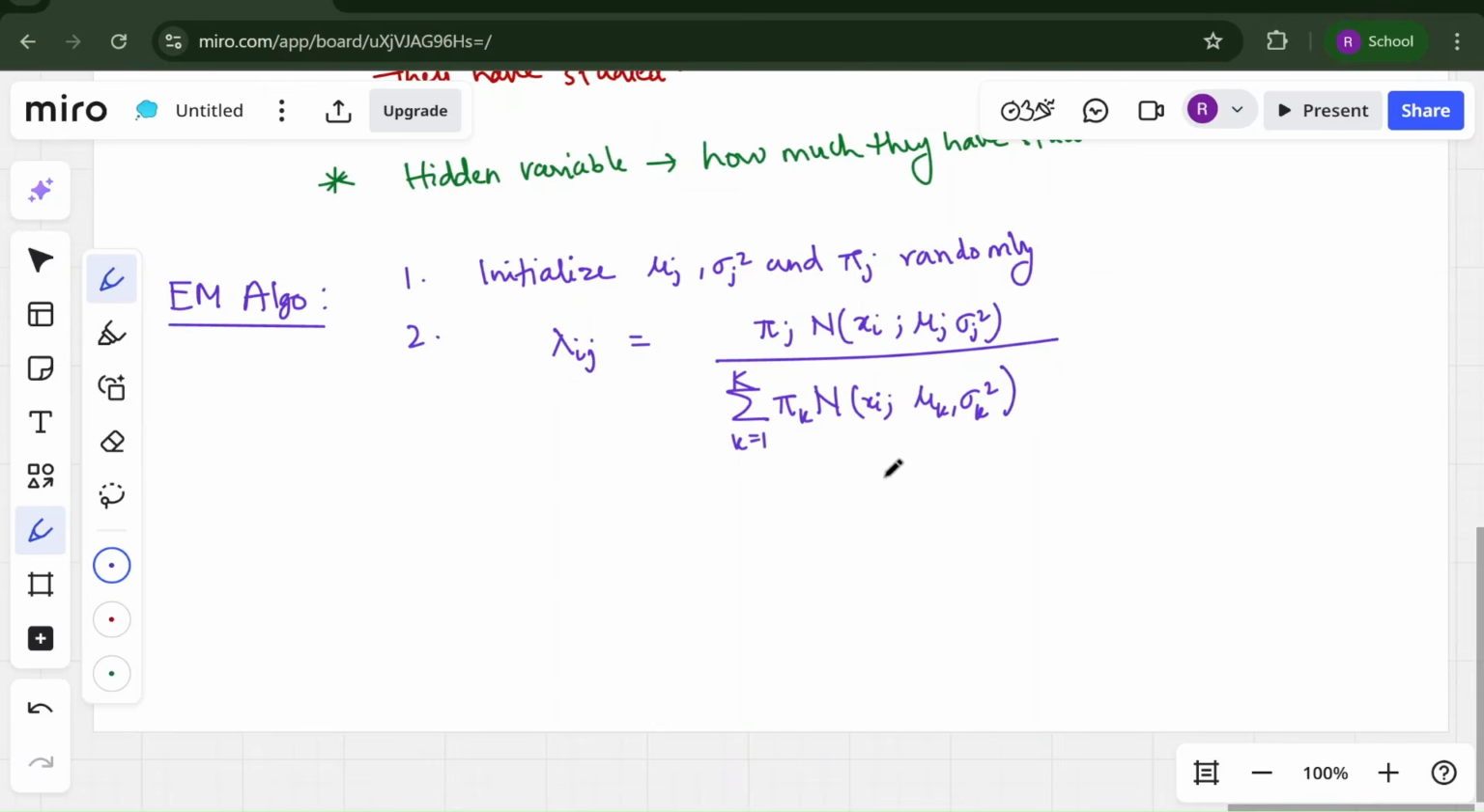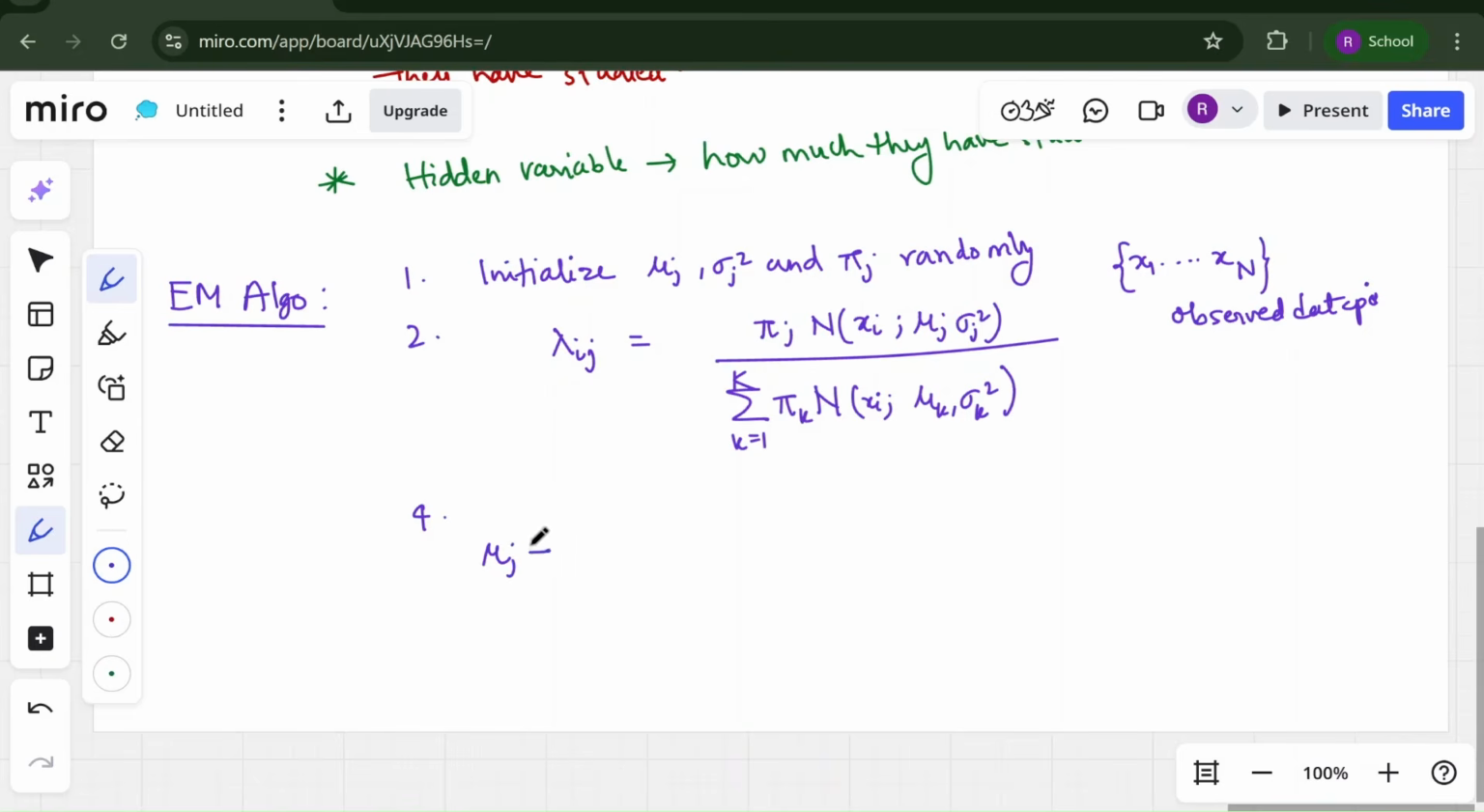See what we are doing here. Observe carefully. What is this xi? x1, x2 up to xn. These are my observed data points. Then you're calculating these entities, the lambda ij's. What do you do after that? Once you have the lambda ij's, you recompute the values of mu j, sigma j and pi j. How do you recompute them?